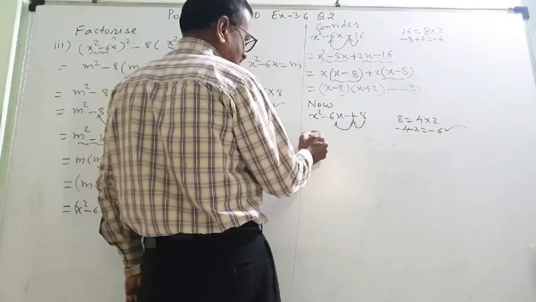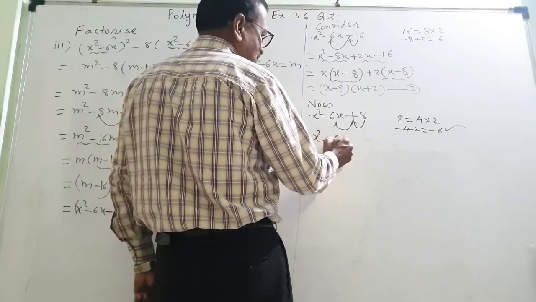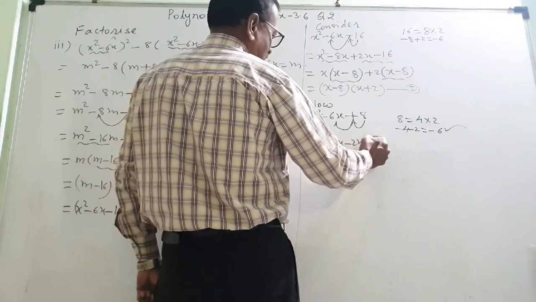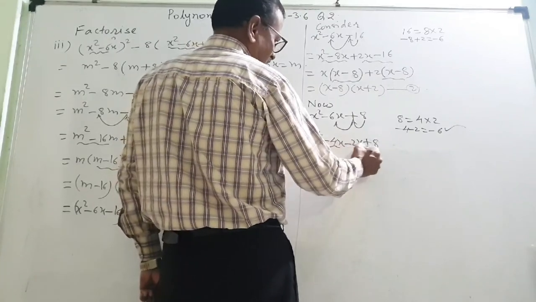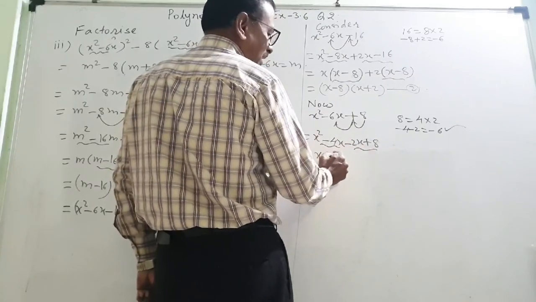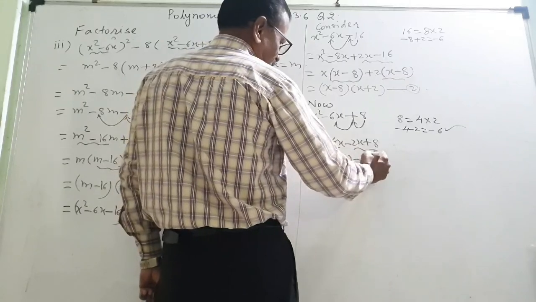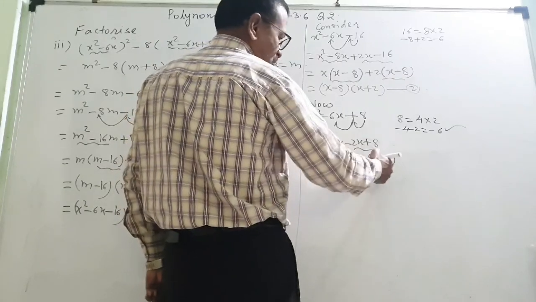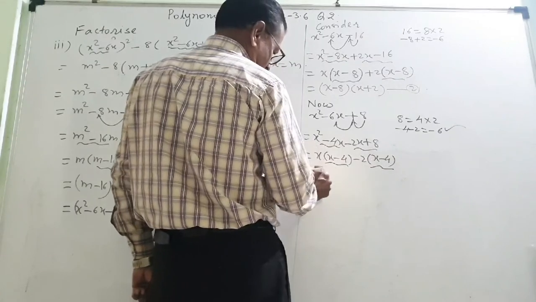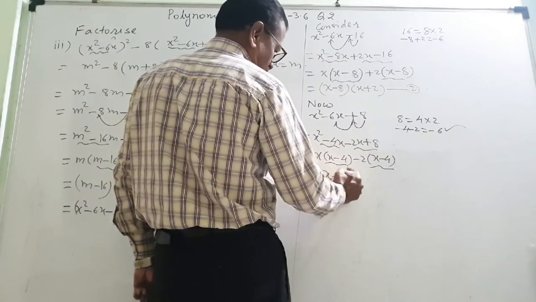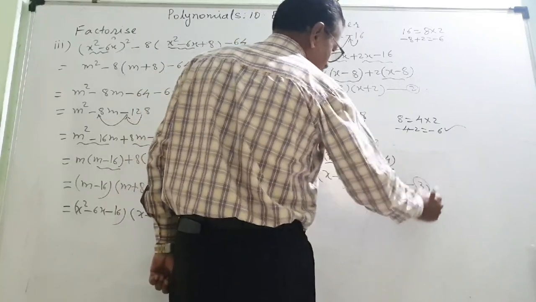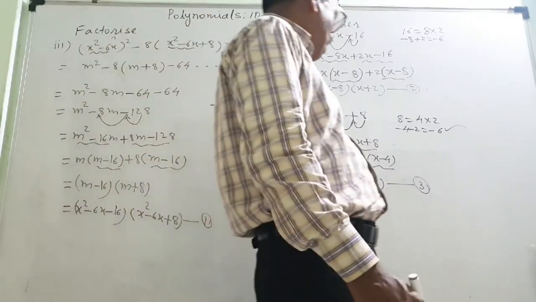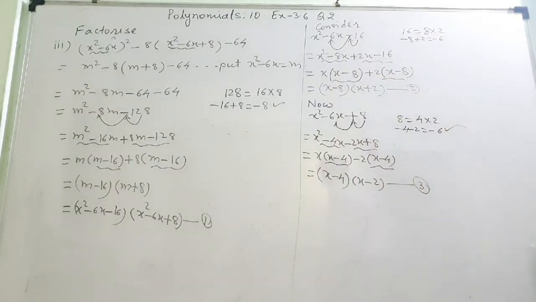So this is equal to x square minus 4x minus 2x plus 8. So that is equal to, what is common that I will take? X is common, x minus 4, minus 2, x minus 4, 2 4s are 8. This is common. So that is equal to x minus 4 into another bracket x minus 2. This is number 3. So now I will apply 1, 2, 3 and I will find the solution.